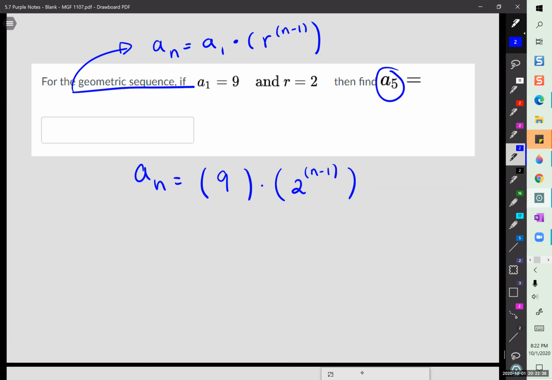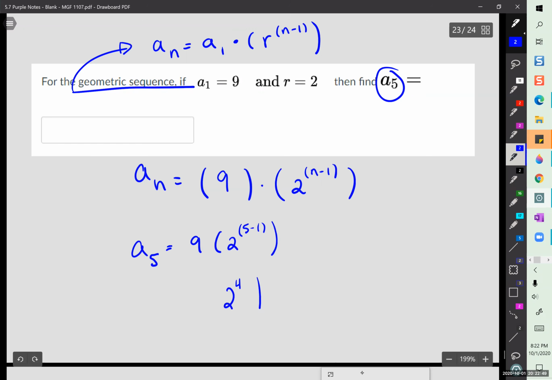But if we want to go the formula route, simplify parentheses first. So 5 minus 1 is 4. So that's the same as 2 to the fourth. Exponents come next before multiplication. 2 to the fourth is 16.